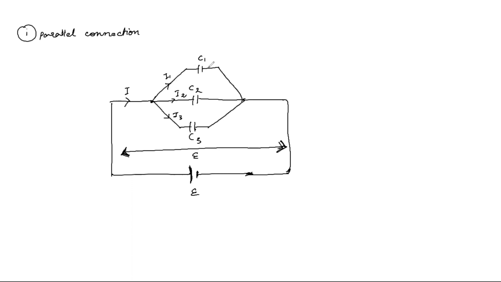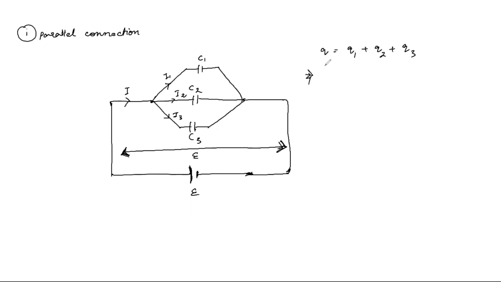Let's say you have a charge of Q1 for this capacitor C1. Let's say you have a charge of Q2. The Q2 charge is flowing through this capacitor C2, and Q3 charge is flowing through this capacitor C3. All right. So this Q will be nothing but Q1 plus Q2 plus Q3. Q is the amount of charge which is flowing in the external circuit.